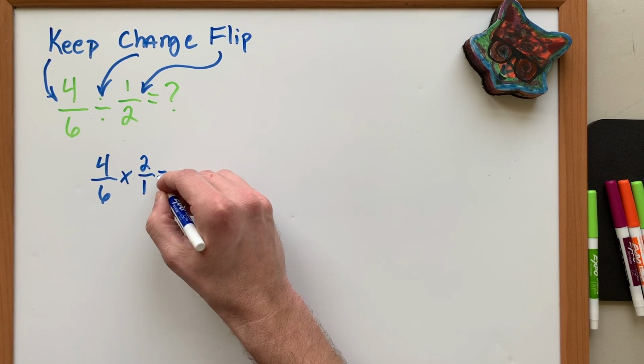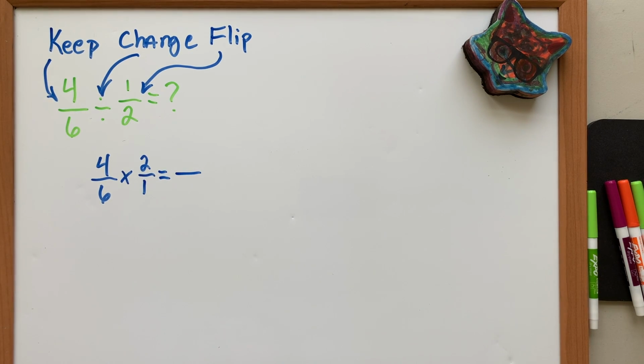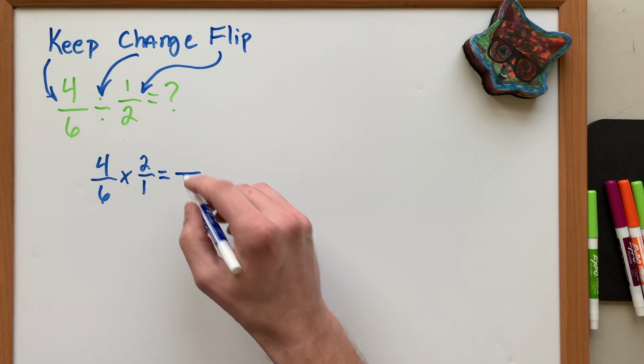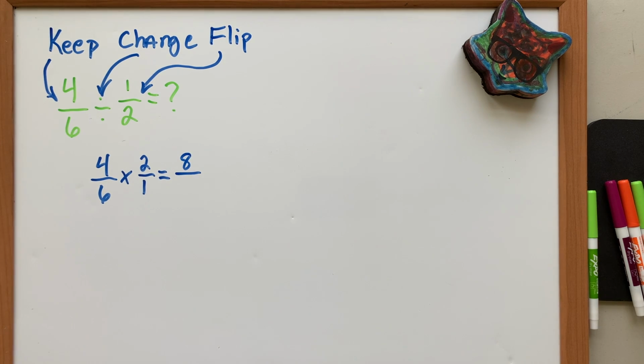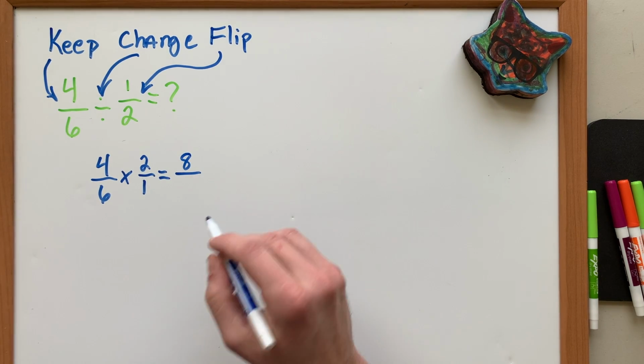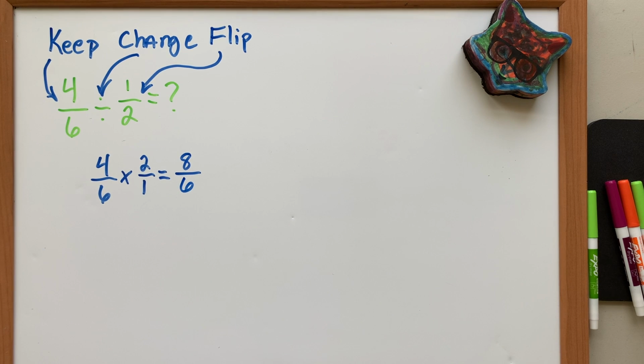Now we can treat it like multiplication, and if you remember, when you multiply fractions, you just multiply straight across the top and straight across the bottom. And it's as simple as that.